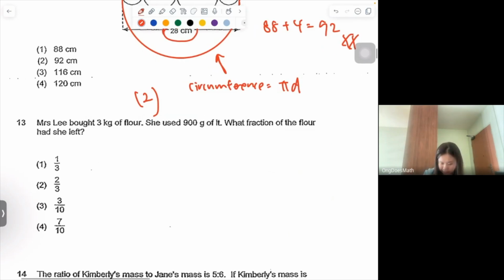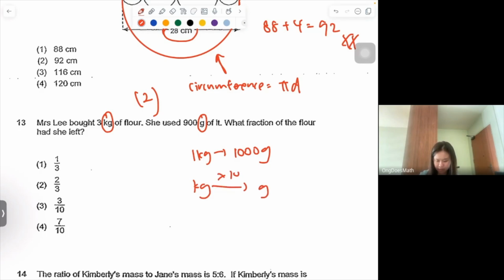So first thing, units are different. You have to try to make it the same. So 1 kg is 1000 grams. So to convert from kg to gram, you times 1000. The reverse will be divided by 1000. So 3 kg is just 3 times 1000, which is 3000 grams.